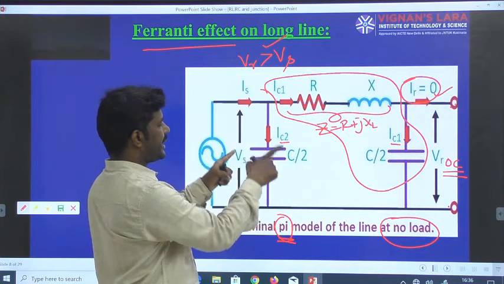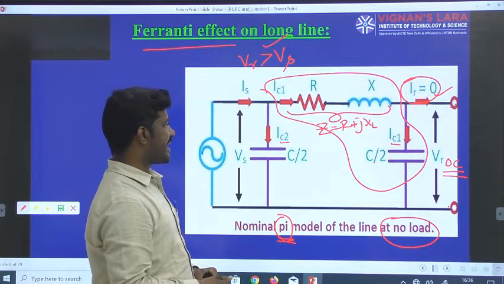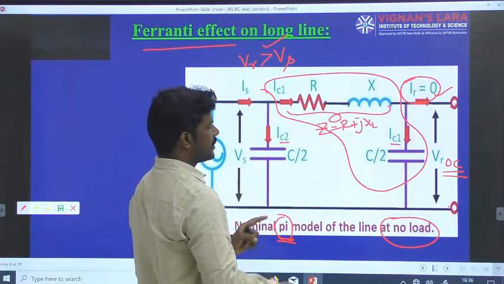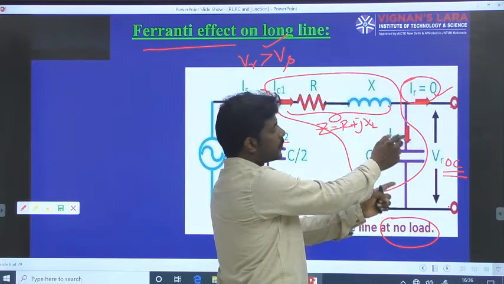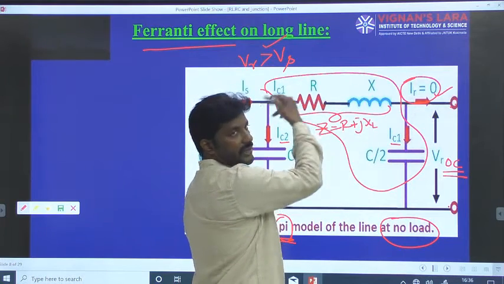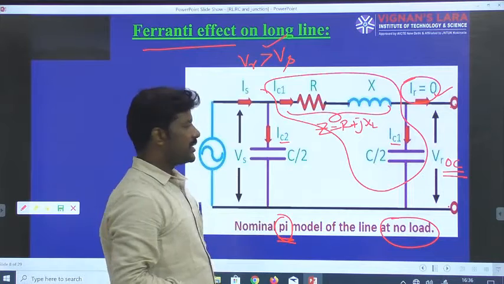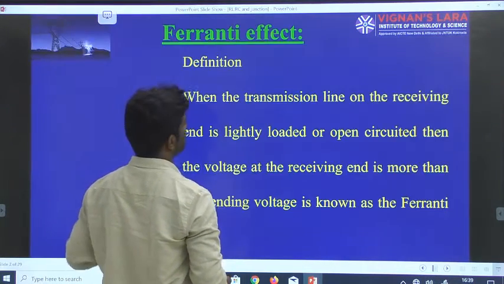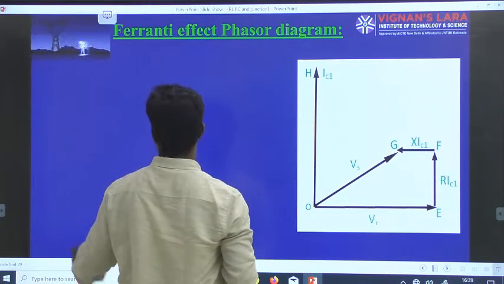If this is clear, then we can go for the phasor diagram for a clear understanding, with KVL applied. The voltage across this element is called the no load voltage. To that no load voltage of this capacitor, if I add the drop, then I will get Vs. So let us see how to analyze the phasor diagram.